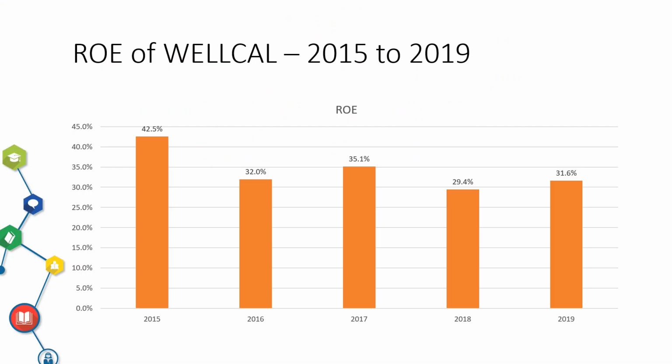This chart shows ROE of WELLCAL from 2015 to 2019. In the past 3 years, WELLCAL's ROE ranged from 30% to 35%. Looking at the numbers, 30 plus ROE is very high, but we need to validate whether its ROE are organic or not. We need to determine what financial activities contribute the most to the changes in ROE.